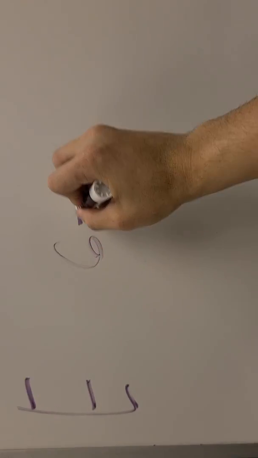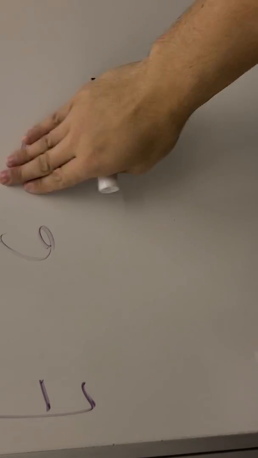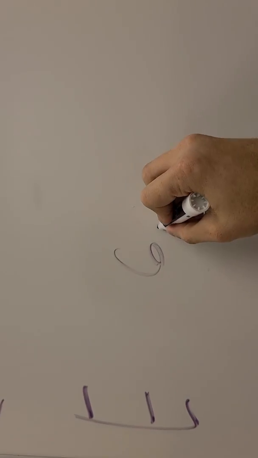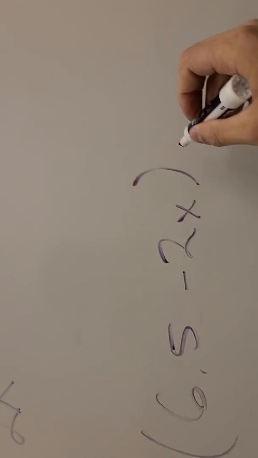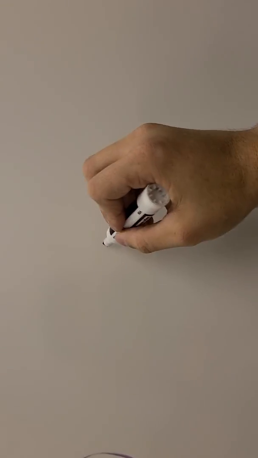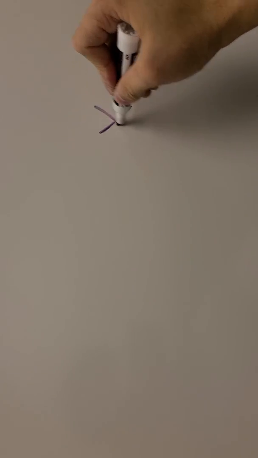So at the end, our equilibrium should be 6.5 minus 2x, and this is going to be just x, and this is also just going to be x.